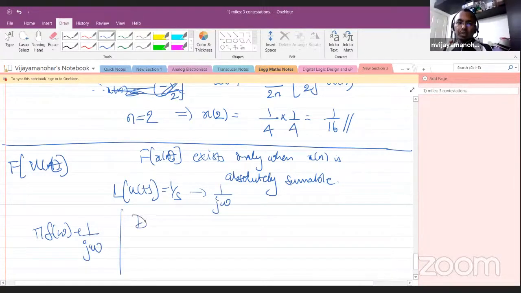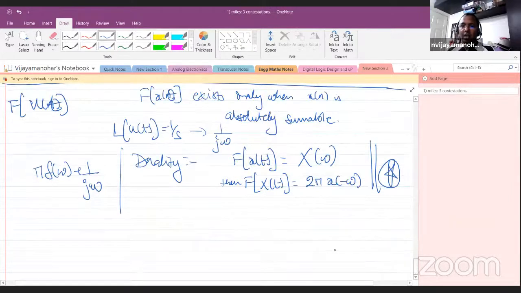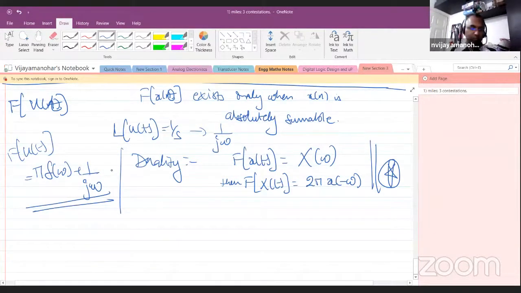To prove this, we are going to use the duality property. What is duality? Fourier transform of x of t is capital X of omega. Then Fourier transform of capital X of t will be 2 pi small x of minus omega. This is the clue I'm going to give you. So based on this, I want you guys to attempt and prove that Fourier transform of u of t is pi delta of omega plus 1 by j omega. I leave this problem to you as an interesting exercise. Kindly work this and check it out. You will be using the duality property here.